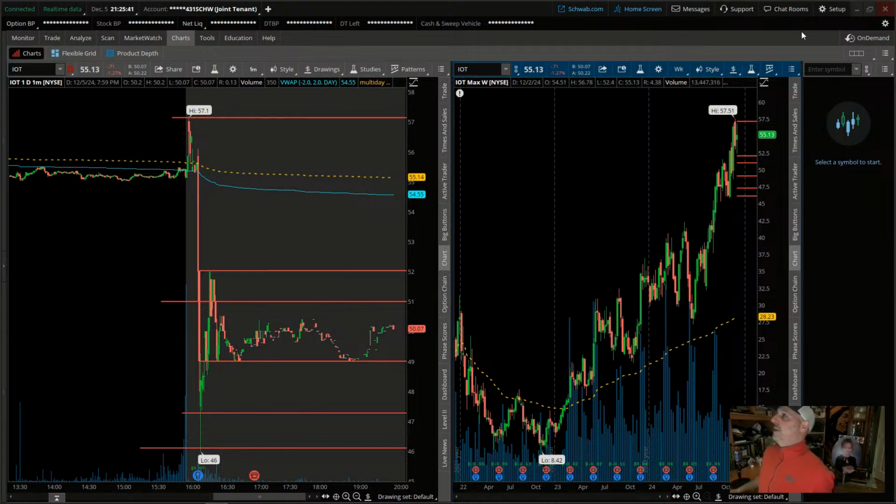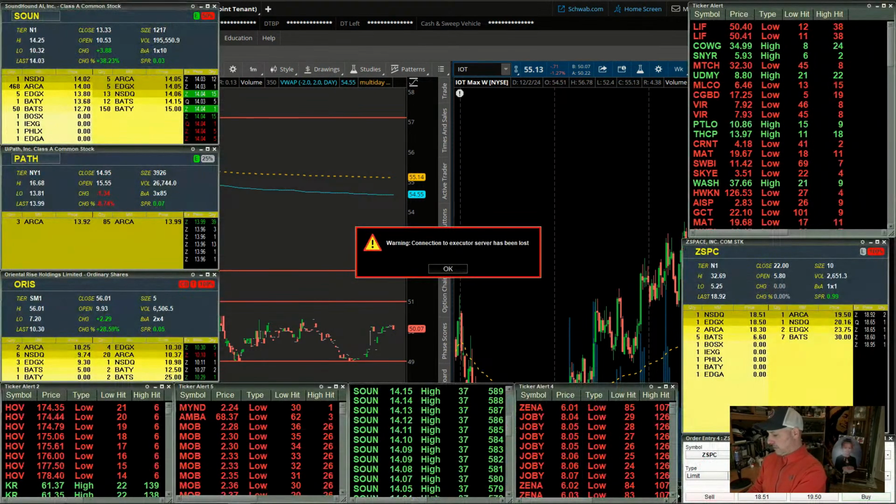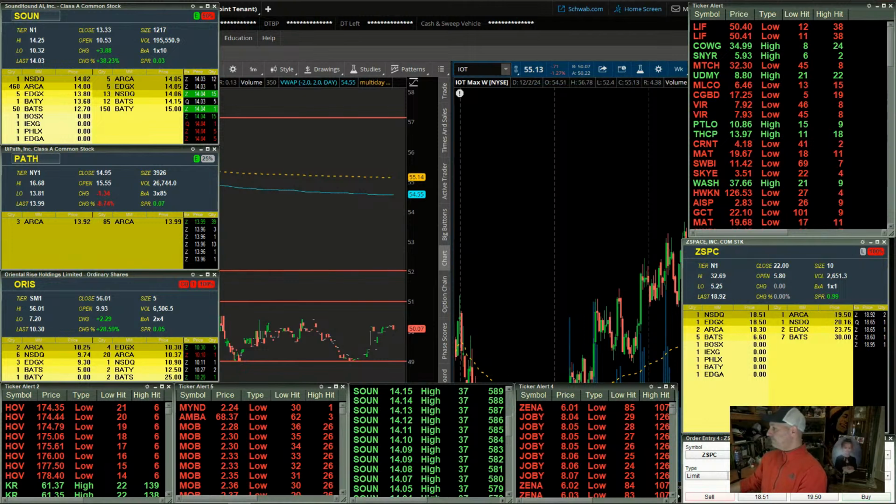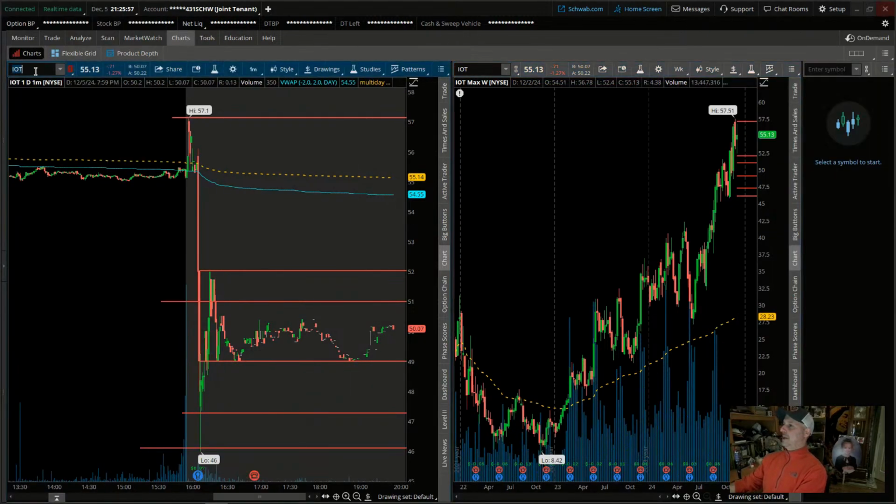That's an interesting trade right there. That's an interesting setup. I'm going to put this one on my main watch list, as a matter of fact. Look at me finding new stocks. IoT, you just graduated to the top of the list. Nice.